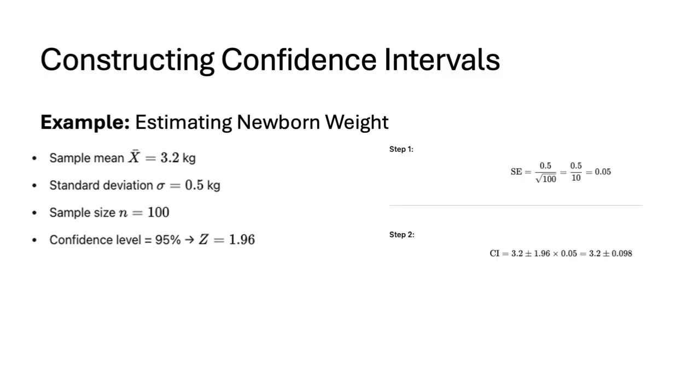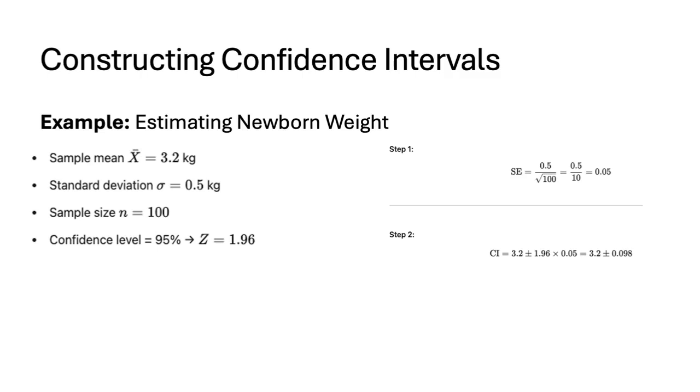Now we calculate the standard error. The first step is to calculate the standard error of the mean. This tells us how much our sample mean might vary from the true population mean just by chance. So the formula is the standard error equals sigma over the square root of n. So we plug in the numbers.